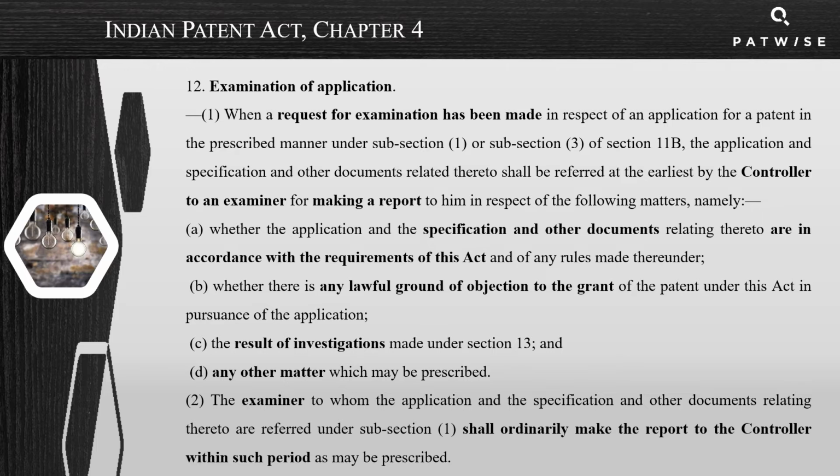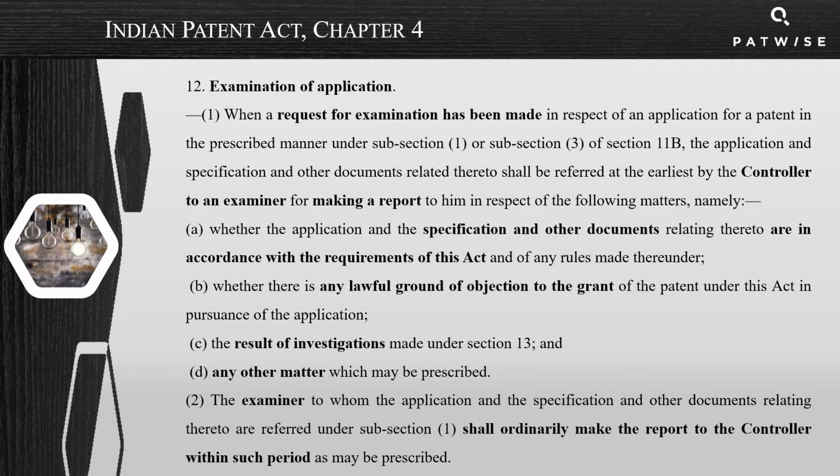Now what are the grounds on which a patent examiner examines? A, he has to check whether the specification and all other documents are in accordance with the requirements of this Act. So the contents of a specification, whether timelines have been followed, whether a title has the prescribed 10 to 15 words, whether the drawings are in accordance with the sections, everything.